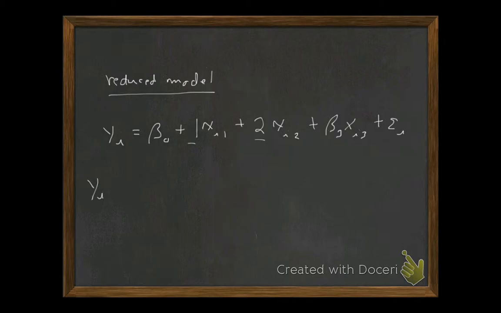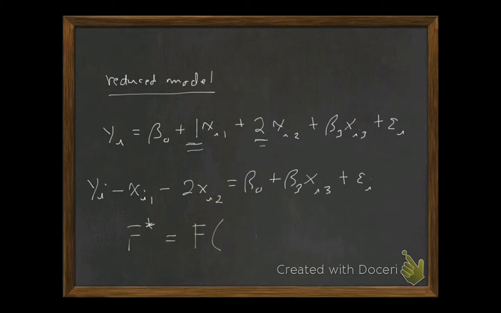Now, we would rewrite this in this way, just bringing the hypothesized values over with the y. And it turns out that this test statistic would follow the F distribution with degrees of freedom 2, for obvious reasons, and n minus 4 still, because we have beta 0, beta 1, beta 2, and beta 3. All right.